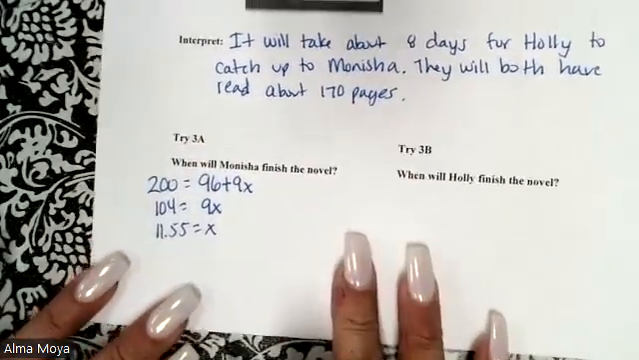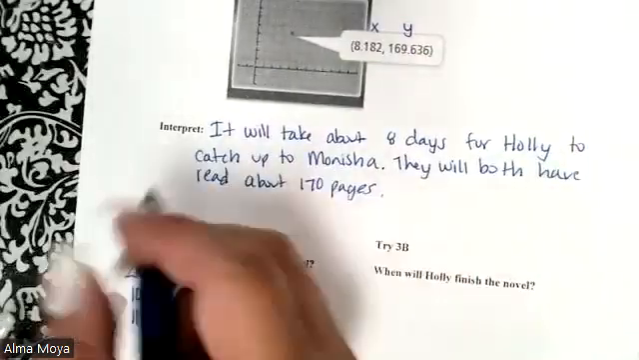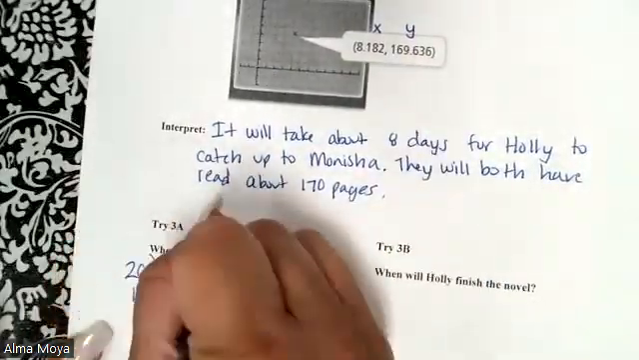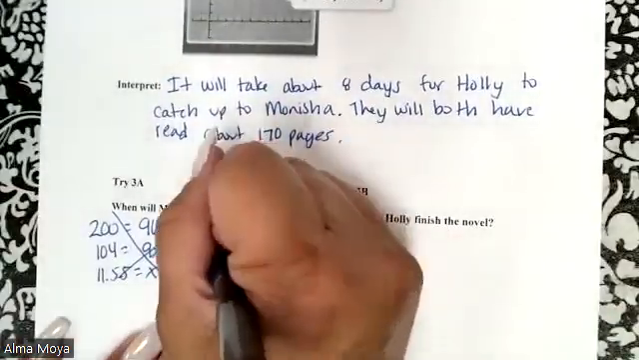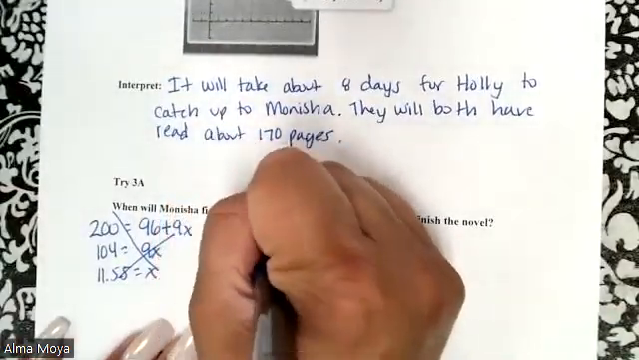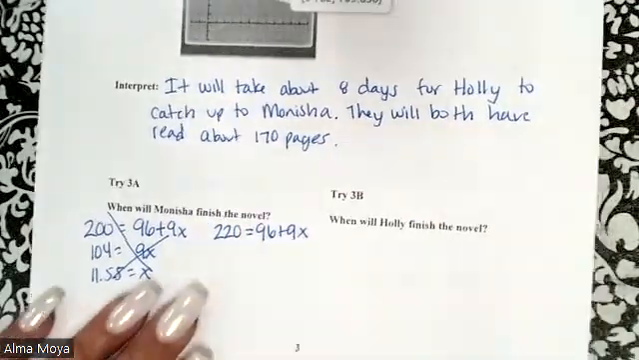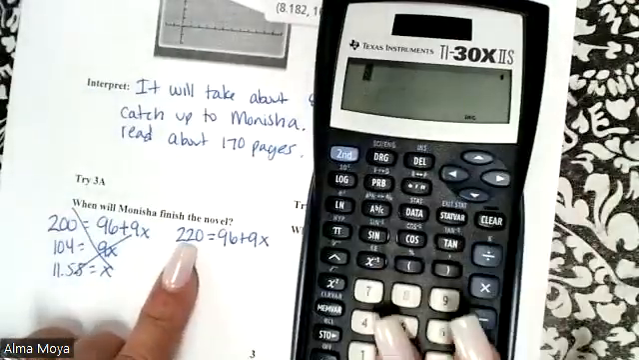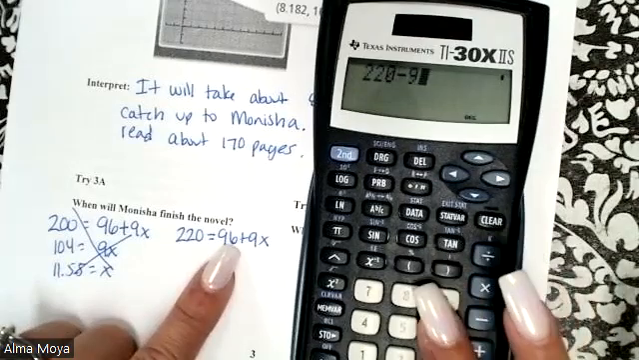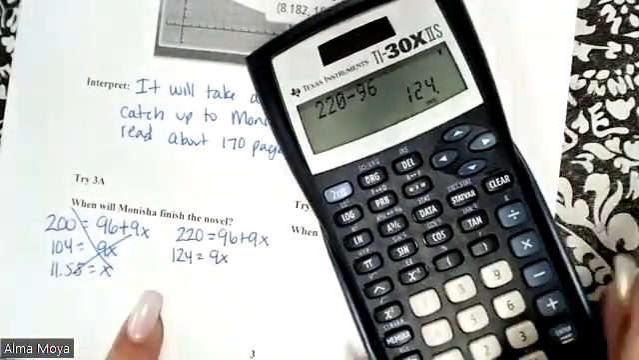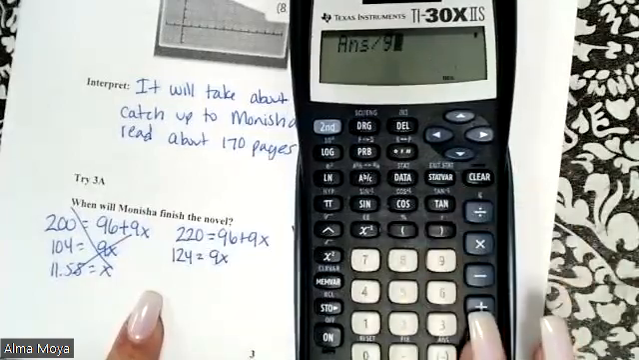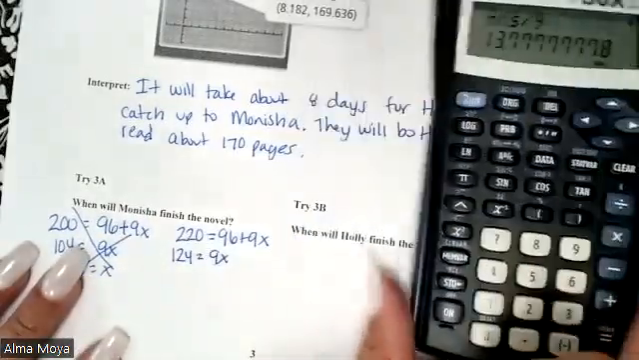So that's approximately 11. Oh, wait, not 200. It's 220. I'm sorry. Right here, it's 220 pages. So 220 pages equals 96 plus 9x. So I'm going to take the 220 and minus the 96. So I get 124. And then I'm going to divide that by 9. So that is 13.78 days.